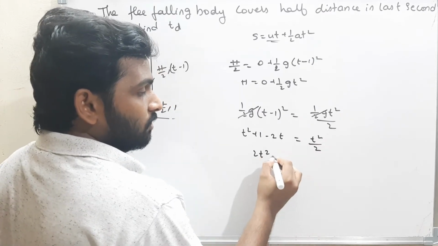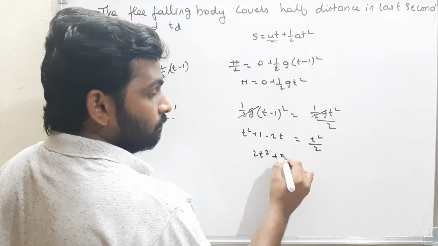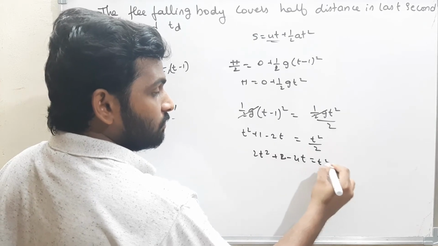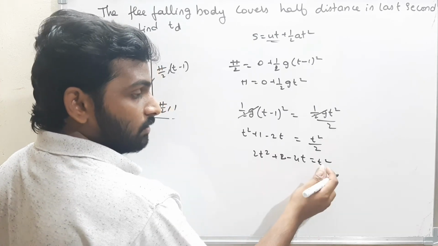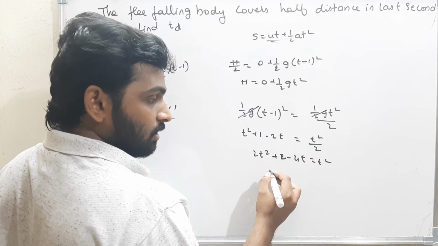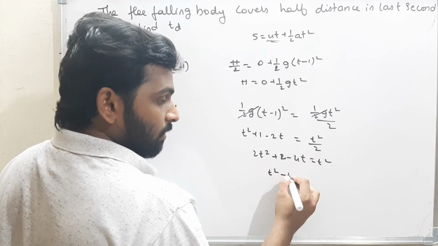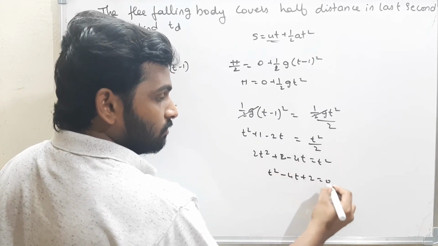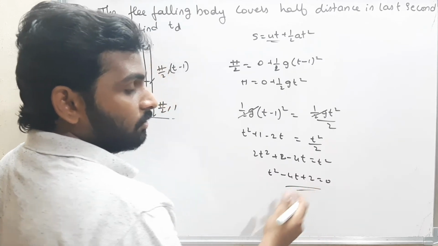Therefore 2t square plus 2 minus 4t is equal to t square. And if I send this one here, what will you get? You will get t square minus 4t plus 2 equal to 0. Now solve the quadratic equation, you will get the time.